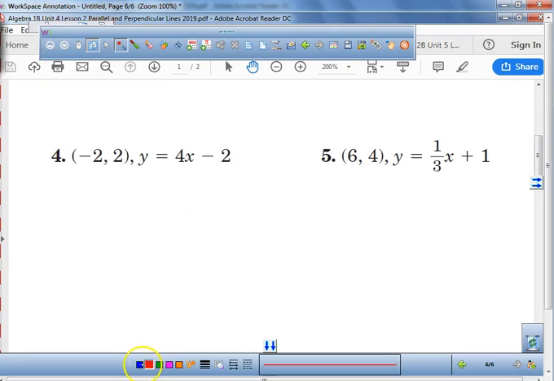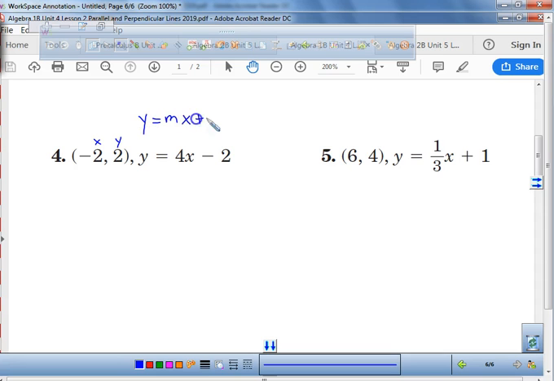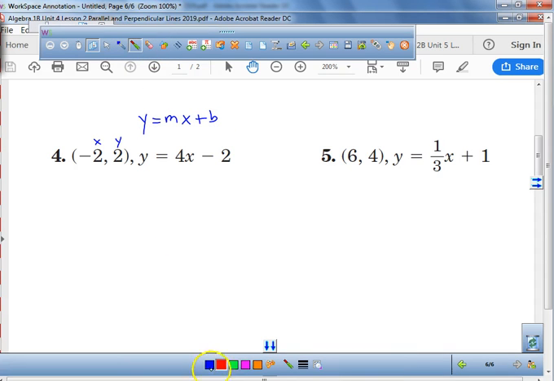So here we go. First thing I'm going to do is I'm going to label my x coordinate and my y coordinate. That's my first step. Second step, I'm using y equals mx plus b. What do we know about all parallel lines? They have the same slope.